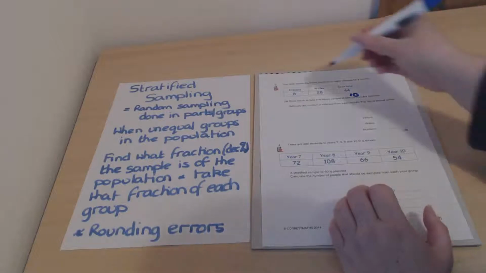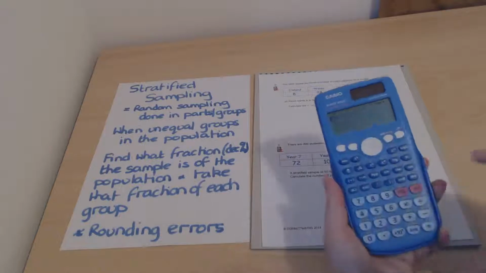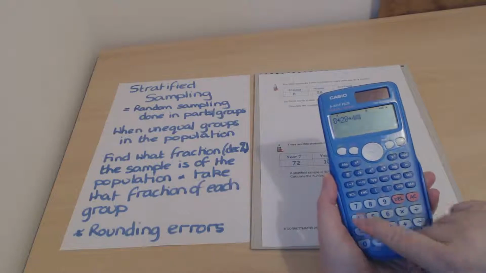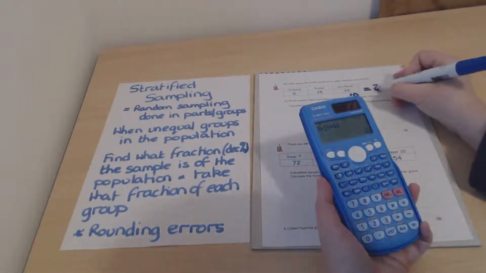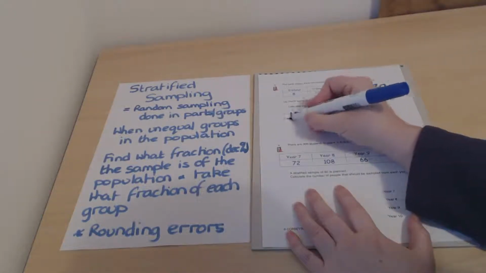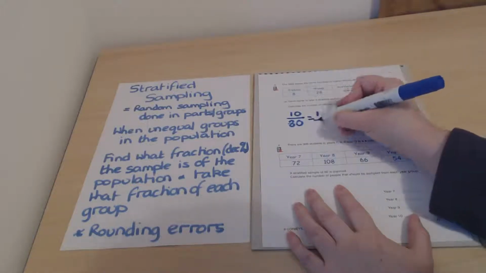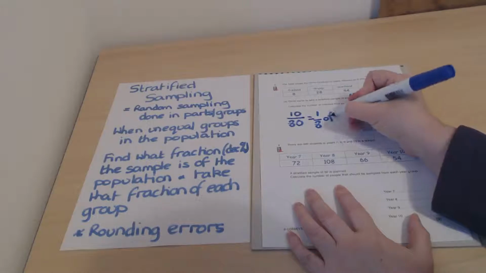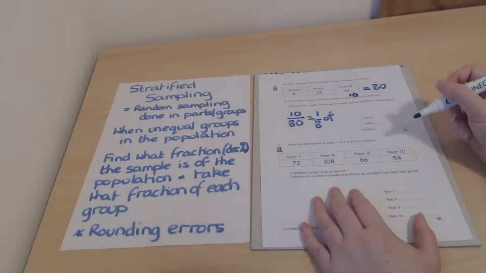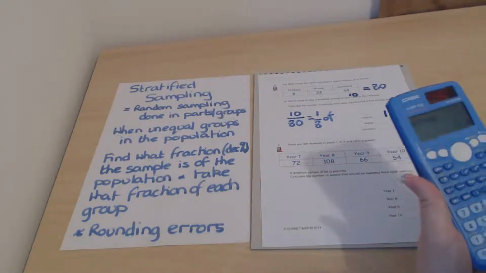So first thing we've got to do is work out how many we've got altogether here. So we have 8 plus 28 plus 44, which equals 80. So what fraction are we going to take? We want 10, our sample size, divided by 80, the population size. So that means we want 1/8 of each of these numbers. Now, 1/8 of 8 for Ireland is too easy to even bother with the calculator. So 1/8 of 8 is 1. But we can use the calculator for the others.